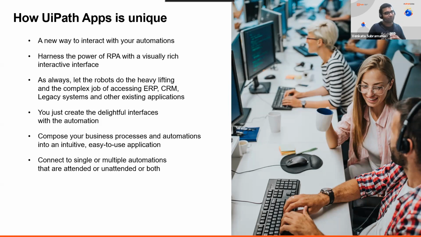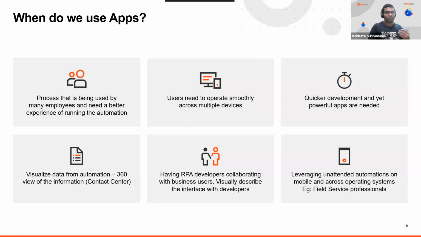And UiPath Apps has the ability to connect to single or multiple automations at the same time, and to connect to attended or unattended automations at the same time. So you can have multiple processes connected from a single app, which can be called at various instances based on user action, or can be called sequentially. It can be an attended robot which runs on your desktop, or it can be an unattended robot where you want to update a system. You have the ability to call both attended and unattended jobs from the apps.